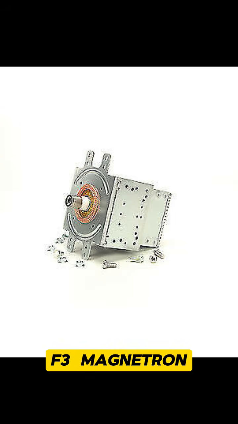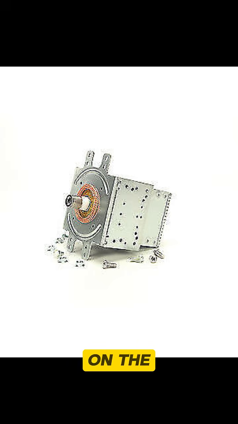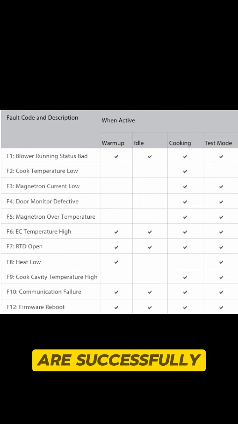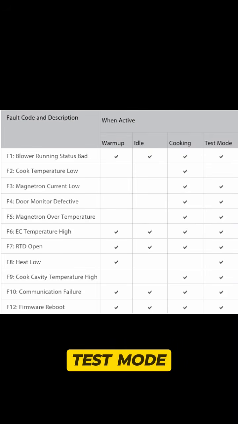F3. Magnetron current low. This fault is displayed when the current transformer CT on the I/O control board detects less than 10 amps. The fault is monitored when the microwave is on during a cook cycle or in test mode. The fault is cleared from the display at the onset of a cook cycle if the CT detects 10 amps or greater, or when the magnetrons are successfully energized in test mode.